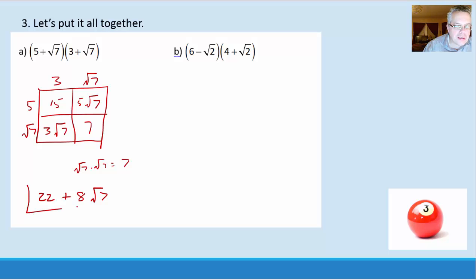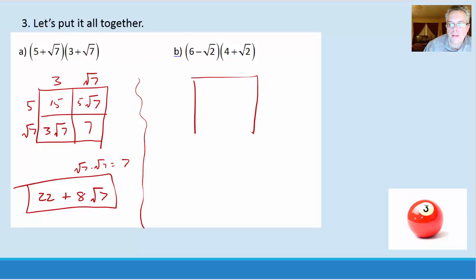Got a lot of things to kind of keep straight there. So this takes a little bit of practice. Okay, let's do this one. Make our box. We have 6 minus square root of 2 times 4 plus the square root of 2.